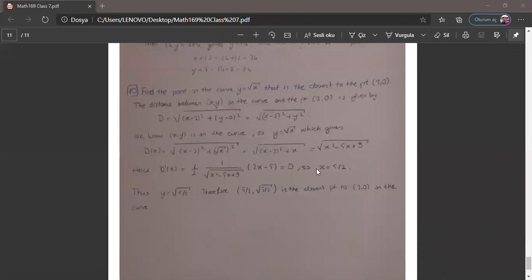As this (x, y) is on the curve, we can use this equality. That's why we obtain this point. So it's the closest one.